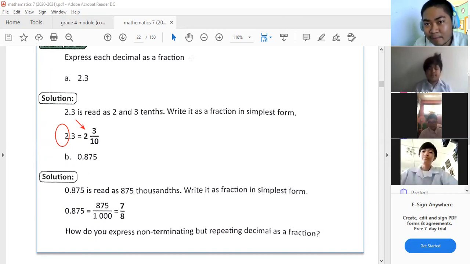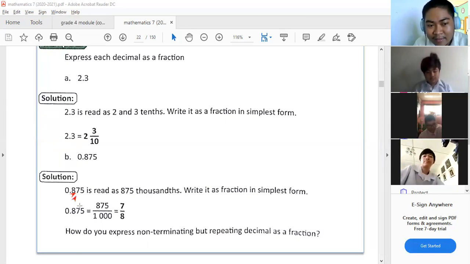0.875. Okay. Paano naman yan? 0.875. Thousands. So, we can read it as, basahin natin. So, this is tens, hundreds, thousands. Therefore, thousands siya. Kung hanggang saan yung number na binigay niya, doon natin siya basahin. Therefore, we have 875 all over 1,000.